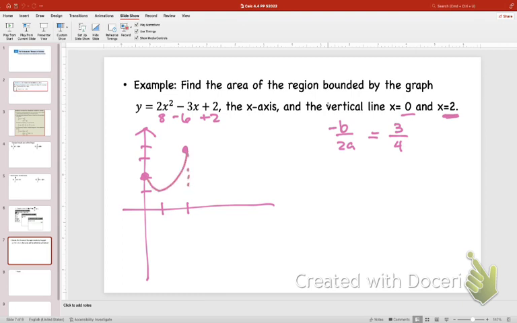And I want this region. So I want the integral from 0 to 2 of 2x squared minus 3x plus 2 dx. Sketching the graph will help you visualize what you're doing. Was this problem any different than what we just did? No, they just worded it different.